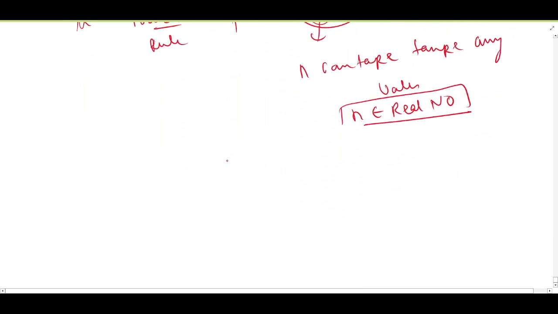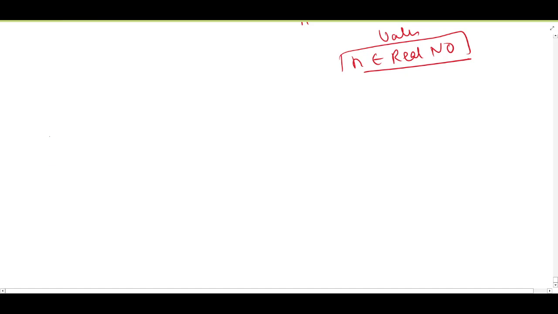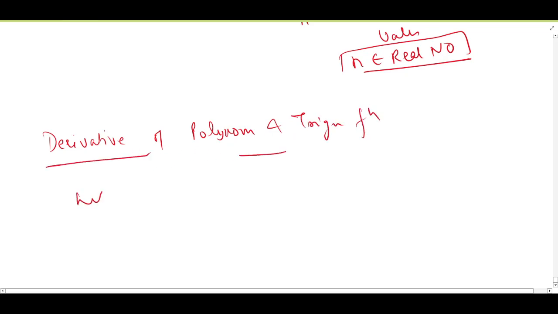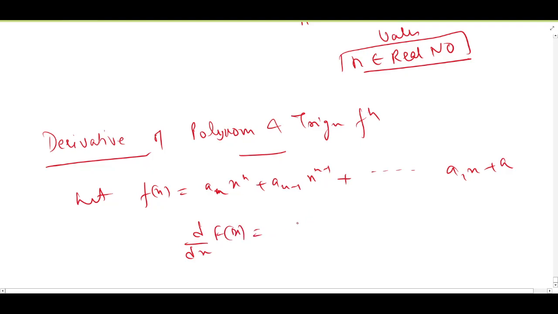So next is derivative of polynomial and trigonometric function. So let f of x be any polynomial, that is a n x^n plus a n minus 1 x^(n minus 1) plus dash dash dash a1 x plus a naught. So we say derivative of f of x should be equal to n a n x^(n minus 1) plus (n minus 1) a n minus 1 x^(n minus 2) and so on. We will use here power rule in each term.